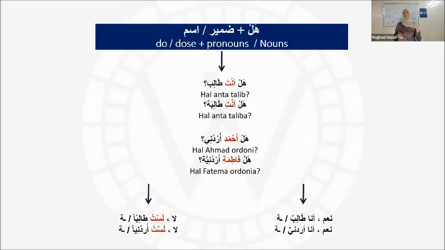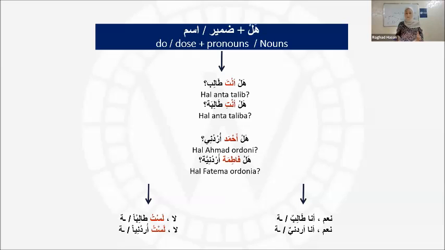So if you have a question with هل followed by a ضمير, pronoun, or nouns, the negation will be with ليس. ليس means not. Like هل أنت طالب؟ لا, لست طالبا or لست طالبة. هل أنت أردني؟ لا, لست أردنيا or لست أردنية. So to negate هل plus ضمير or اسم, you should put ليس, which means not.